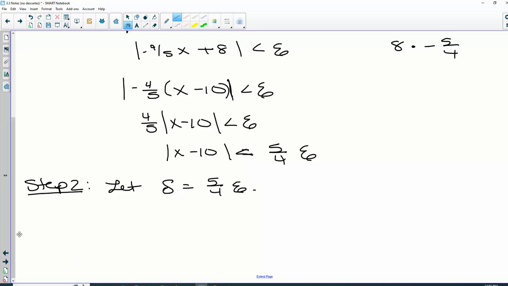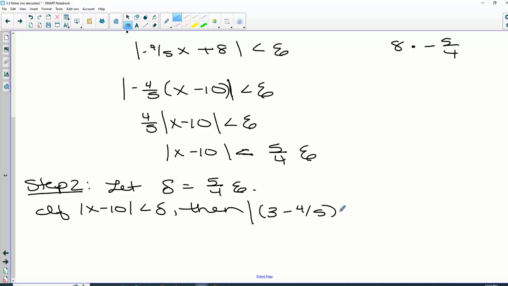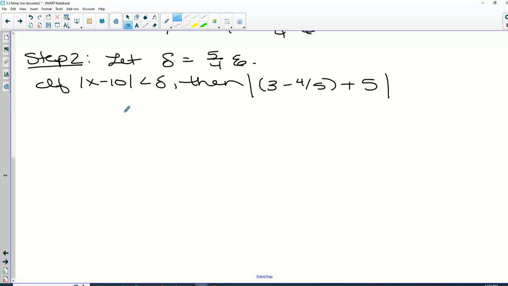Thank you. So then we restate the first part of the definition. If the absolute value of x minus 10 is less than delta, then the absolute value of our function minus -5, so plus 5. And now we have to work it out. Do not say the less than epsilon yet. That's what we are working towards. So we're basically repeating the same steps from above. So that would be -4/5 x plus 8.